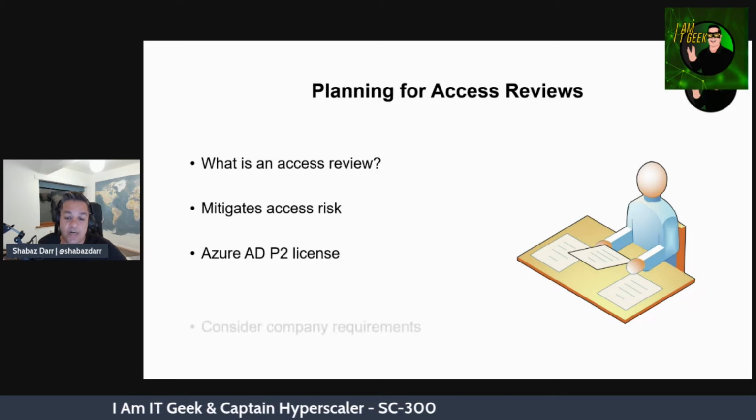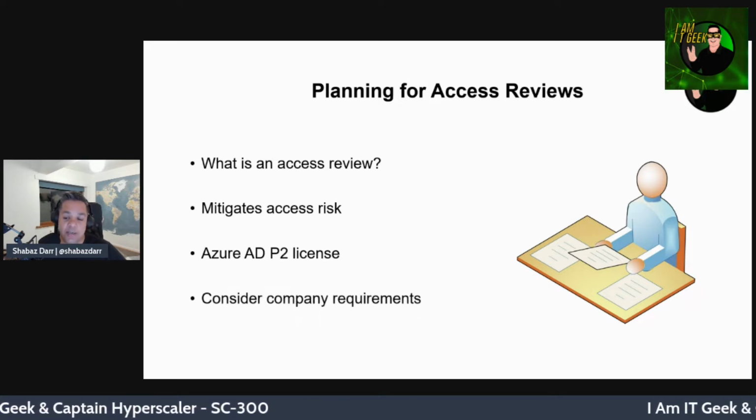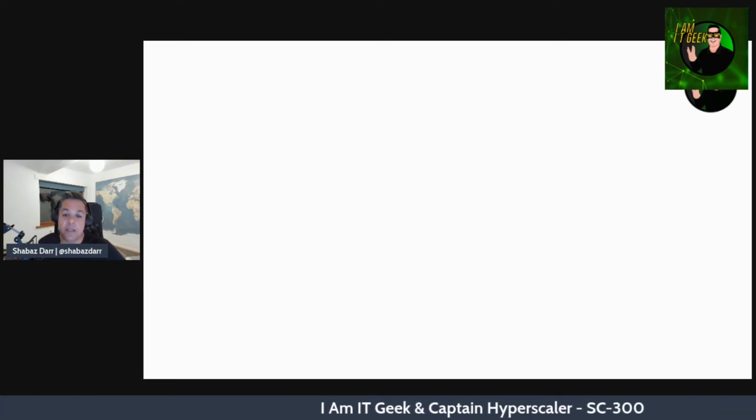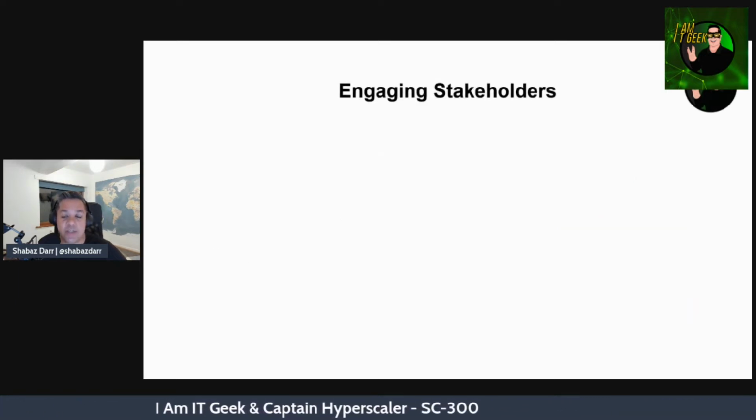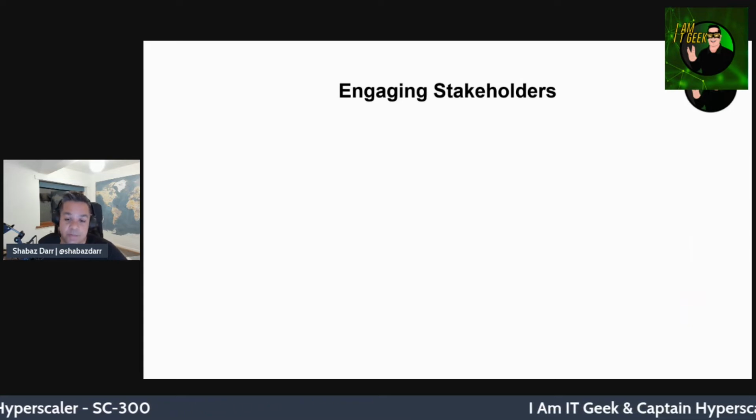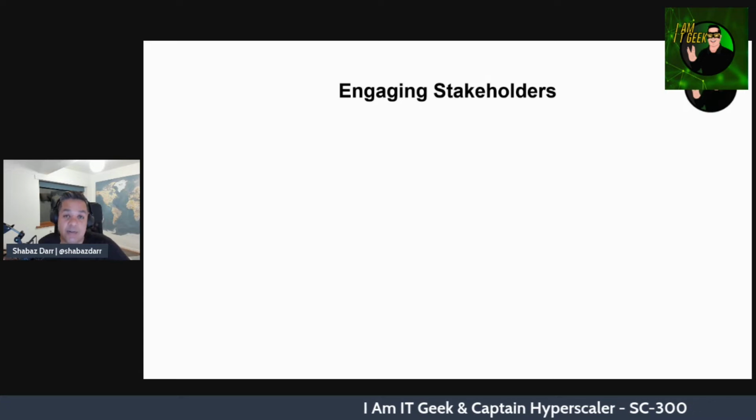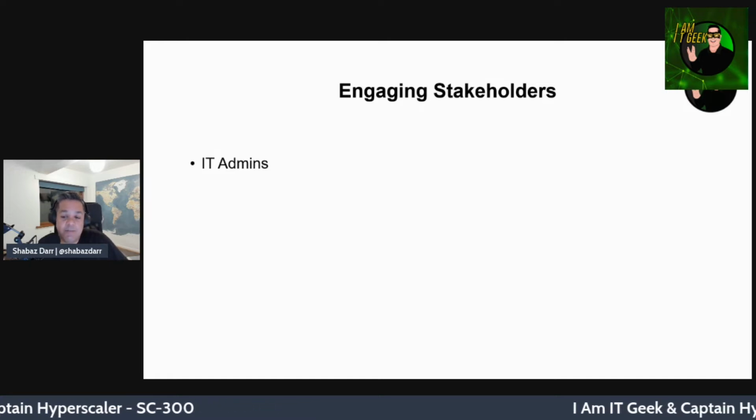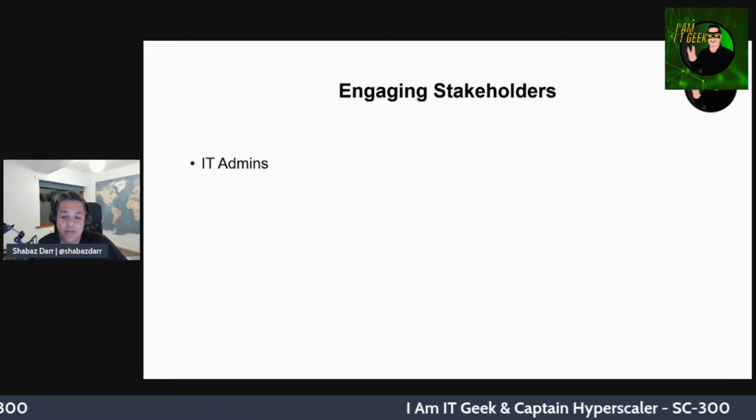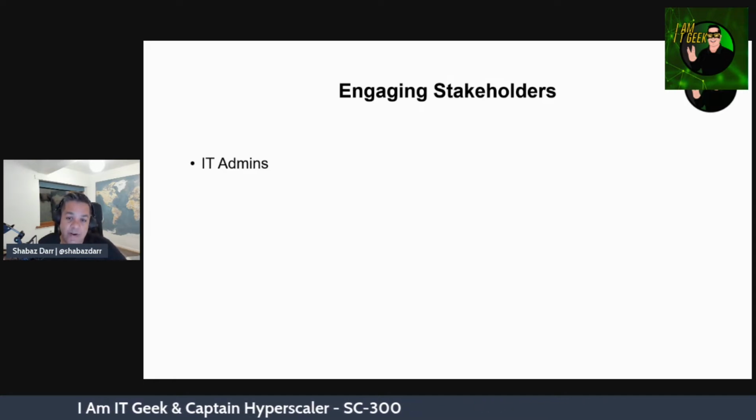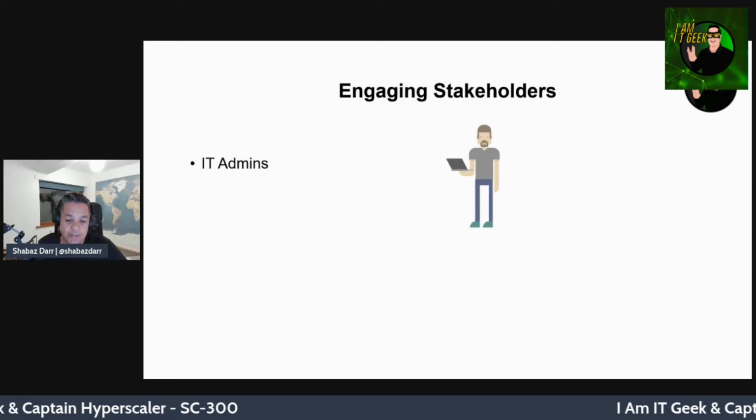You need to consider your organizational needs to determine the strategy for deploying access reviews in your environment, so that's quite key. For access reviews, you're likely to include representatives from different teams, so you need to make sure you engage your stakeholders. Some of the key stakeholders I wanted to touch on: first, IT admins. They manage the IT infrastructure and administer your cloud environment and those resources and investments, including the SaaS element and those apps. So IT admins are a very key stakeholder.